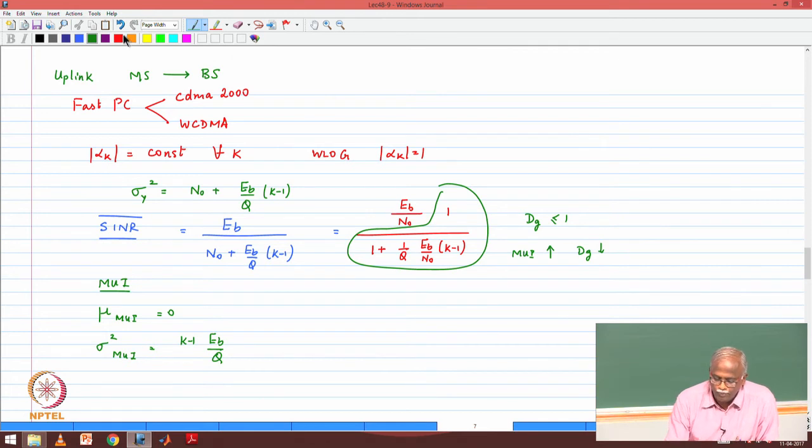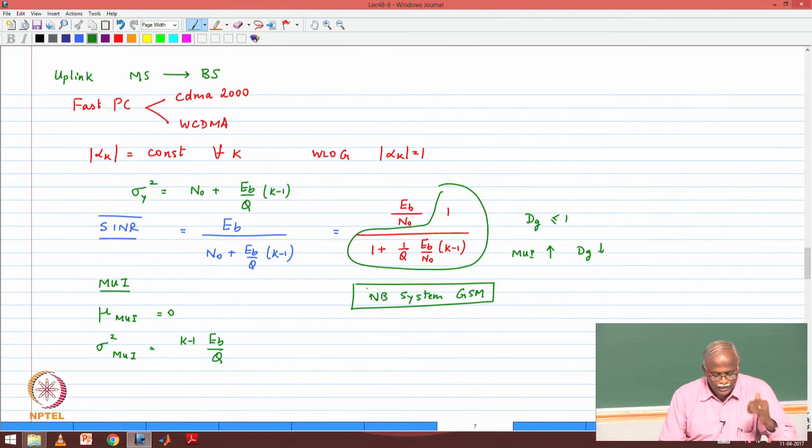Now, a couple of points to set the context very clearly. Compare this with a narrowband system such as GSM. Now, what can you tell me about the interference that you will see in a GSM system? You see interference from a co-channel cell. It is not from your own cell. It is coming from somebody else who is using the same frequency. Now, if I look at tier 1 users, what is the maximum number of co-channel cells? 6. So, it is still a small number.